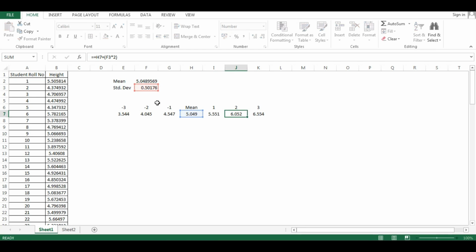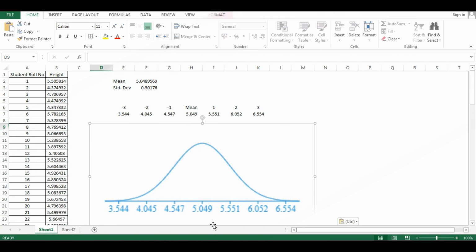Similarly, we've added 1, 2 and 3 standard deviations to this value. And if I were to plot this on a bell curve, the bell curve would look something like this. Now, if I were to conclude by looking at this distribution, we can say that 99% of our students' heights will fall between 3.54 and 6.55.